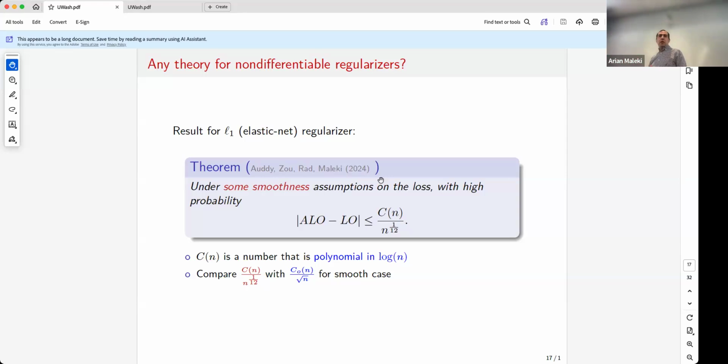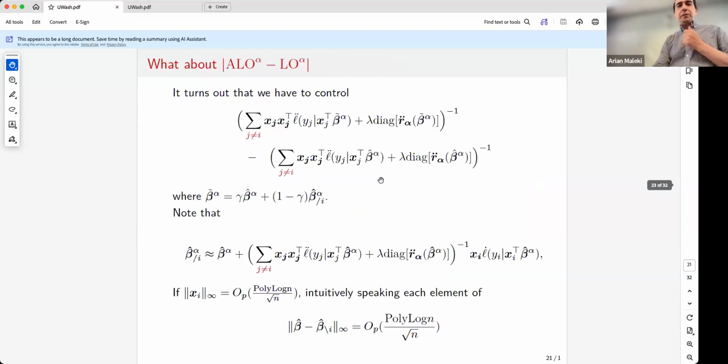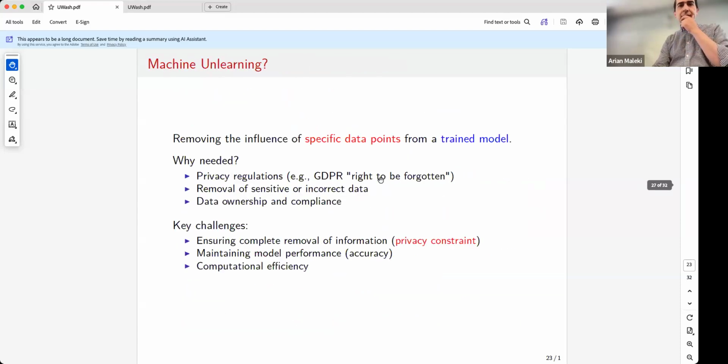I can mention a little bit about the proof. I'm not sure how much time I have. I can go to the proof. 10 minutes. Okay. So let me mention a little bit about machine learning. And then if I have 2 more minutes, I'm going to go back to the proof and tell you about some of the ideas of the proof.